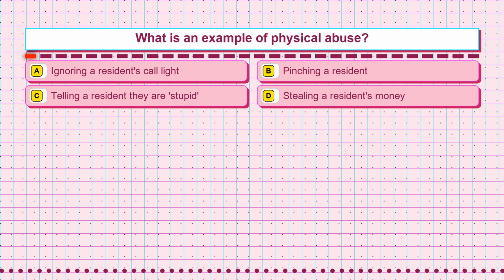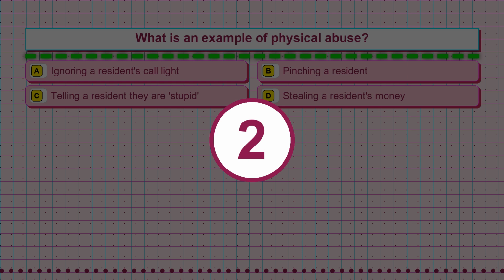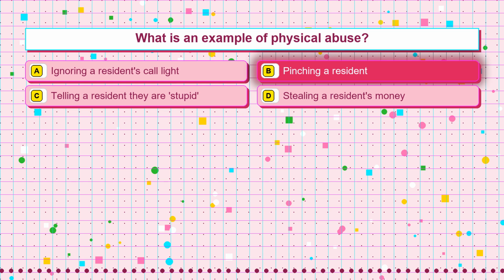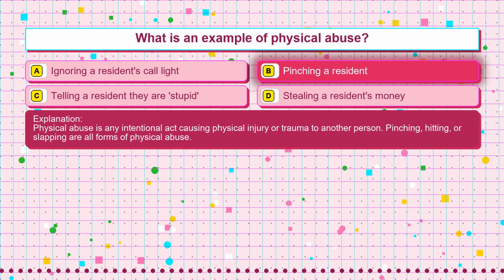Question 24. What is an example of physical abuse? Option A, ignoring a resident's call light. Option B, pinching a resident. Option C, telling a resident they are stupid. Option D, stealing a resident's money. The correct answer is option B, pinching a resident. Physical abuse is any intentional act causing physical injury or trauma to another person. Pinching, hitting, or slapping are all forms of physical abuse.